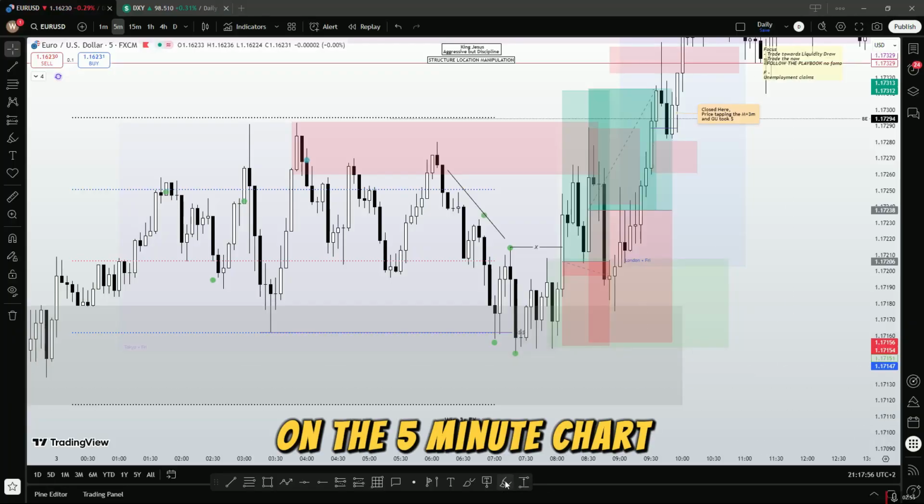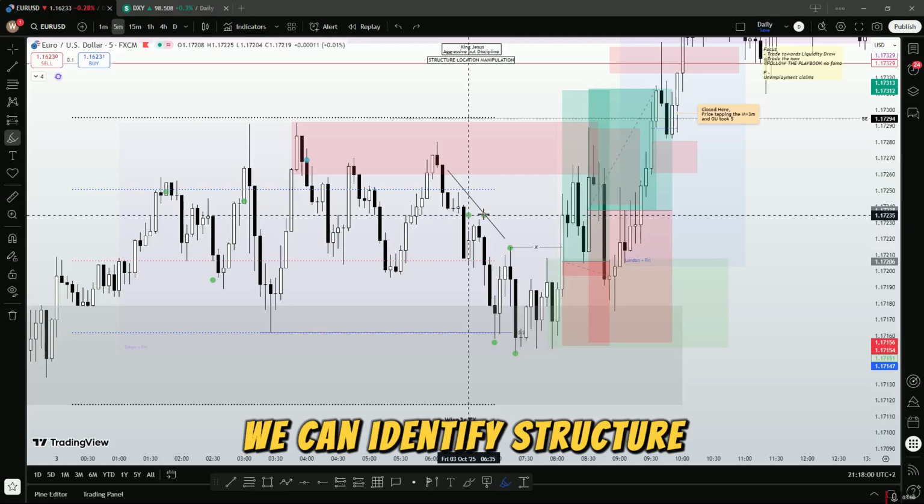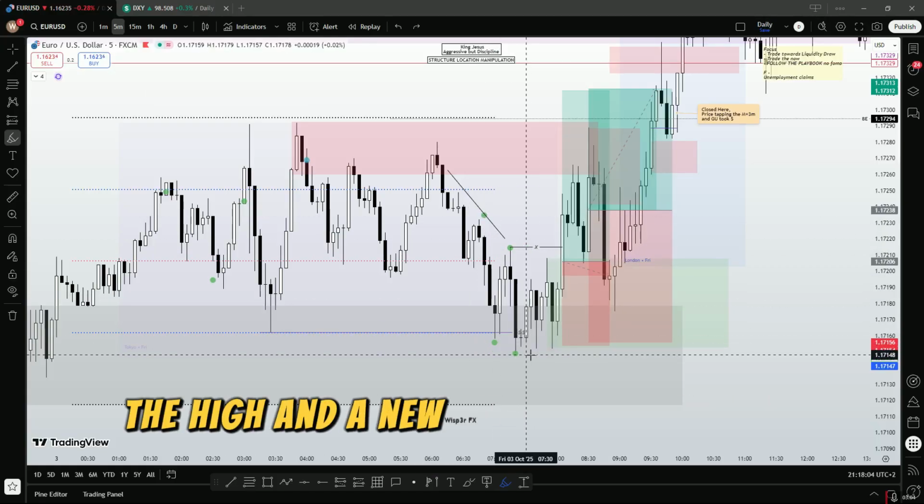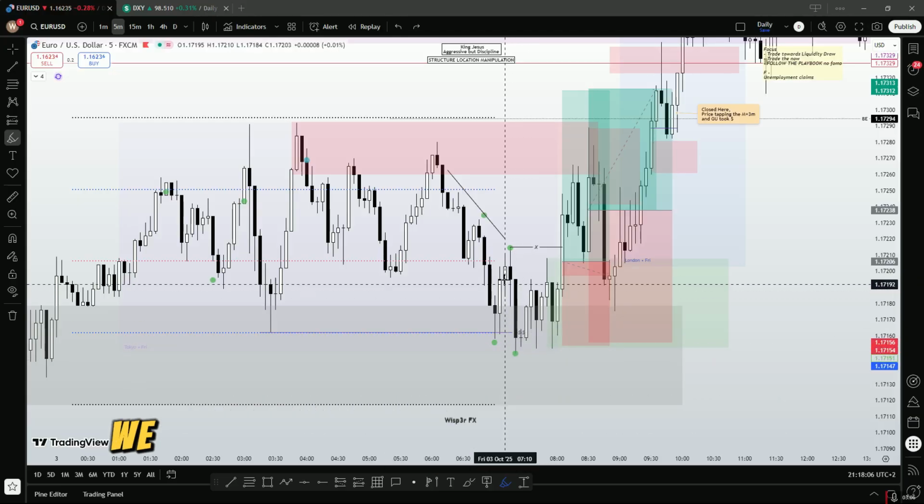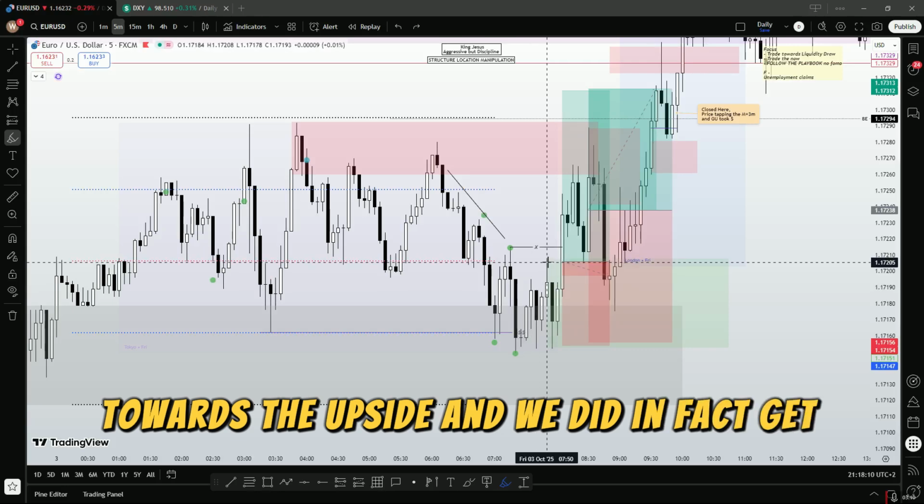On the 5-minute chart, what do we look for? After liquidating the low, we can identify structural trend towards downside was indeed bearish. We have the high, the low, the high, and a new low. So what can we look for? We can look for that break of structure towards the upside, and we did in fact get it.